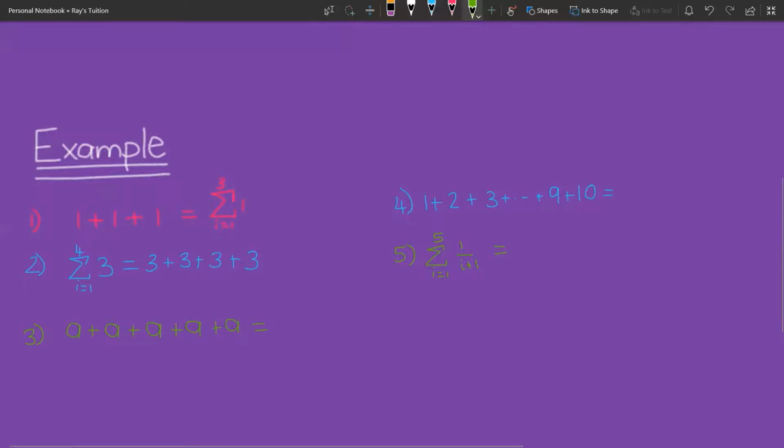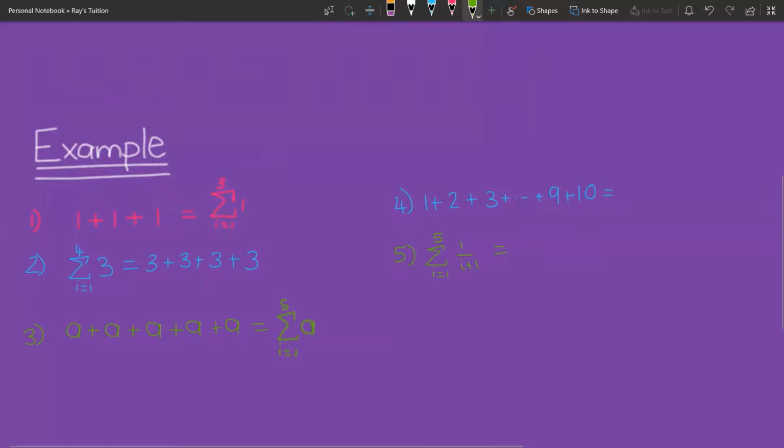Let's do the next one. We have A plus A plus A plus A plus A. Let's write out our summation notation. We're starting at i equals 1. How many terms do we have? 1, 2, 3, 4, 5. So we want to end at 5 terms. For every i, we would like A. So this is the sum from i equals 1 to 5 of A.